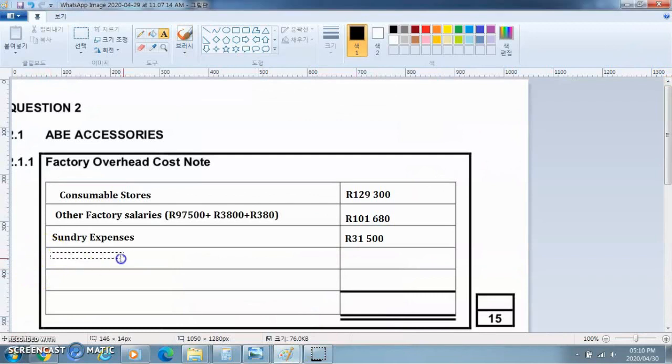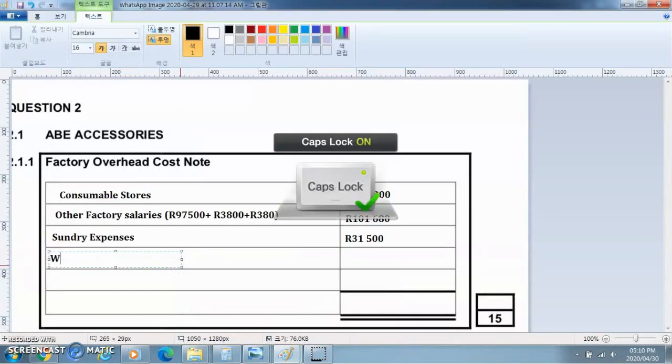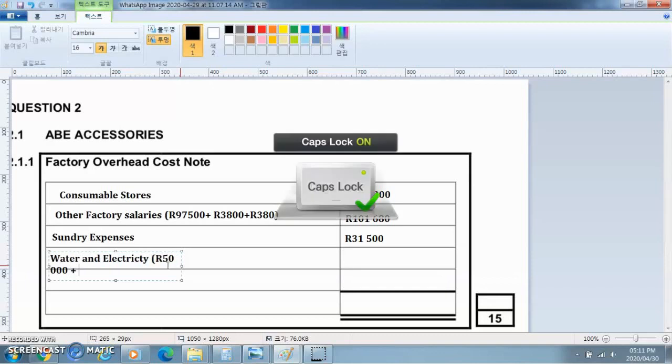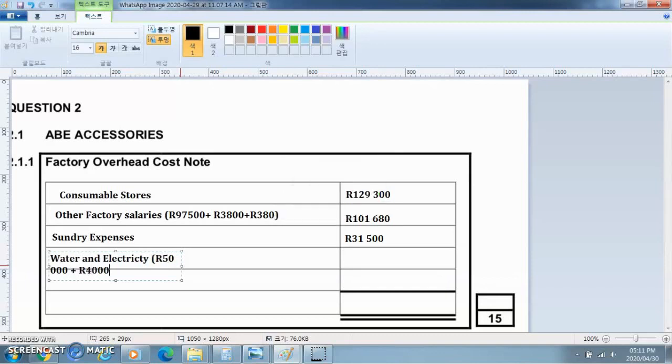So in our worksheet here, we'll put in water and electricity. Okay, water and electricity. And then we can do our workings already. So if we say 50,000 plus 4,000, obviously you get 54,000, right?